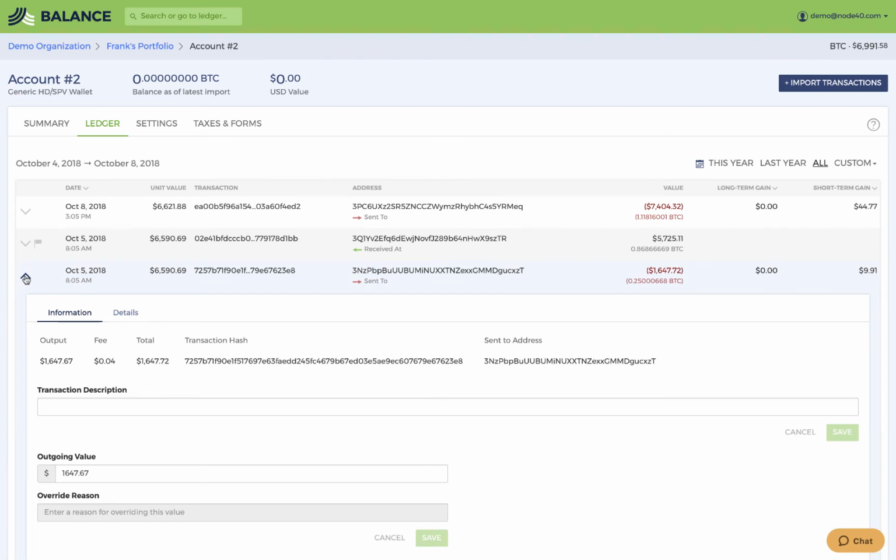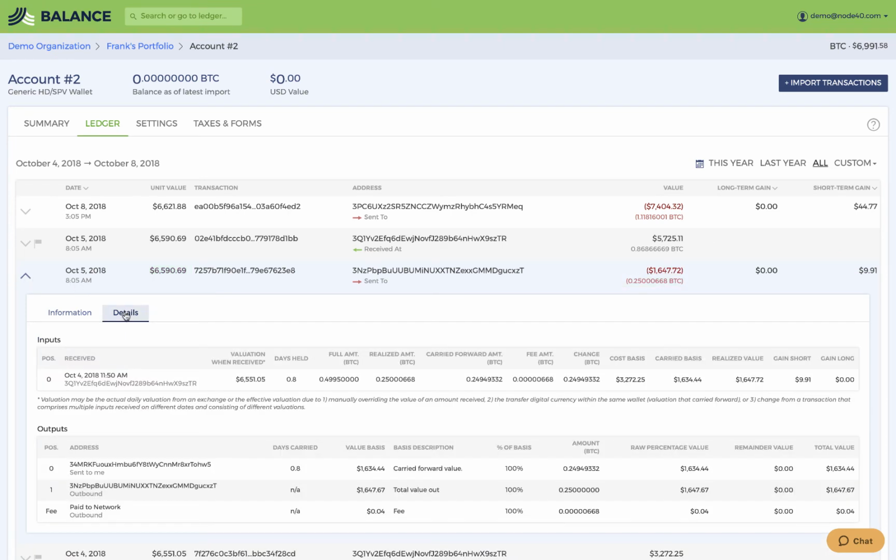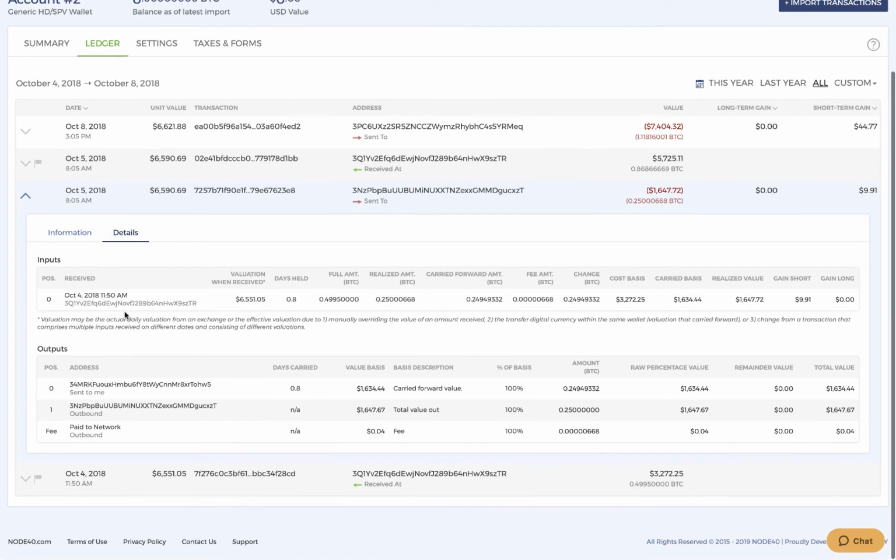Now let's take a look at the first disposition event that took place a day later. Calculating the outgoing value is easy. Multiply the 0.250000668 Bitcoin, leaving the wallet times the unit value. The gain is also relatively straightforward. The gain is the realized value of $1,647.72 minus the cost basis of the realized amount of Bitcoin.